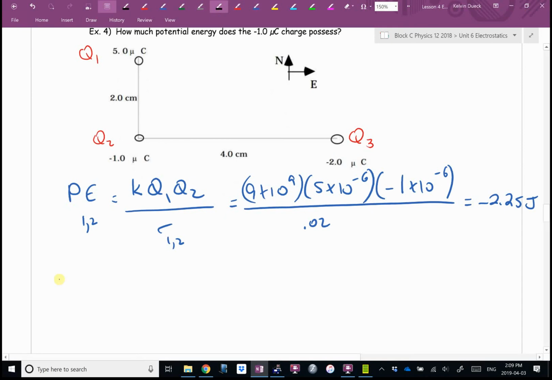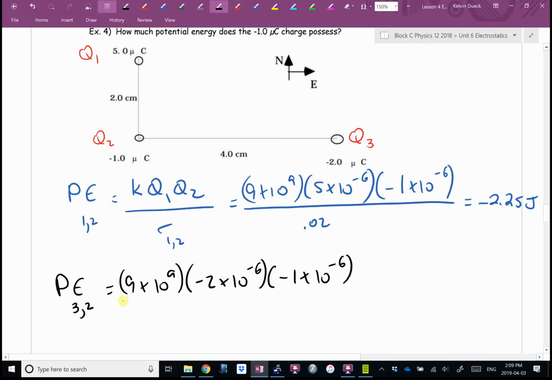Now I'm going to find the potential energy between charge 3 and charge 2. I'm feeling bold. I'm going to see if I can go straight to numbers. It's going to be 9 times 10 to the 9th, negative 2 microcoulombs, negative 1 microcoulomb, all over 0.04. I'll bet you can backspace and edit your previous one and just change the 5 to a negative 2 and the 0.02 to a 0.04 and save yourself some typing.